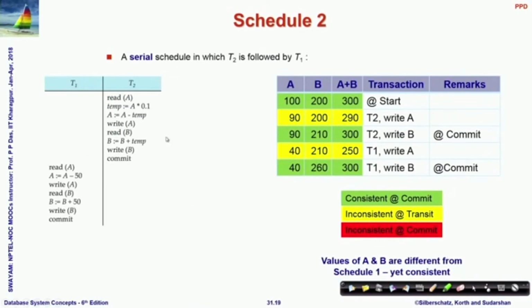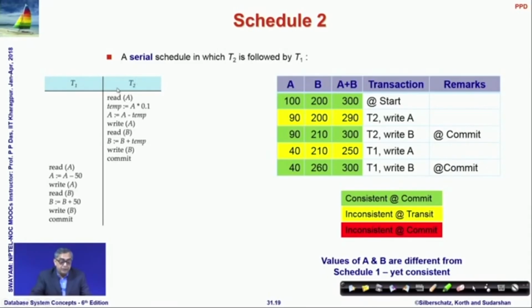So, this is a different schedule, you can see, but this is also a serial schedule. Here we have assumed that all instructions of T2 are done first, then all instructions of T1. I am not going through each step. You can see the consistent and temporarily inconsistent states of the database, but at the end the database is in a consistent state, and you can note that now the end value of A is $40 and the end value of B is $260.